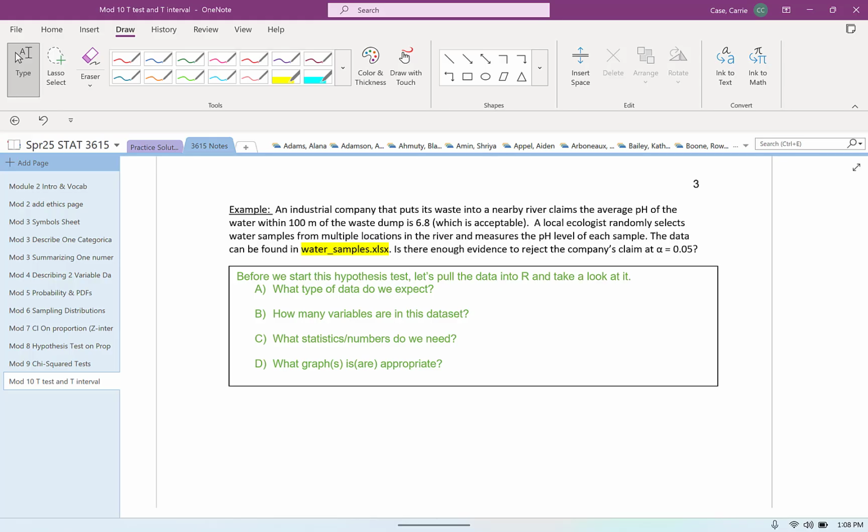So before we start this test, I'm going to have you guys look at this data. We're going to pull it into R and we're going to answer the questions. What type of data do we expect? How many variables are in this data set? What statistics or numbers do we need? And what graphs are important? So we can answer a couple of these. So we know that we're doing a test on the mean mu. So we're actually testing this number 6.8. And so we are looking to see what the pH levels are. pH levels are numerical data, so we expect numerical data.